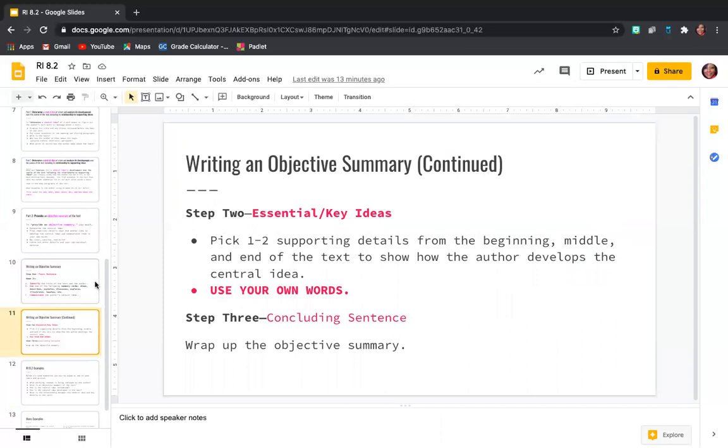Step 2, essential key ideas. Pick 1 to 2 supporting details from the beginning, middle, and end of the text to show how the author develops the central idea. Use your own words. Step 3, concluding sentence. You simply wrap up the objective summary.